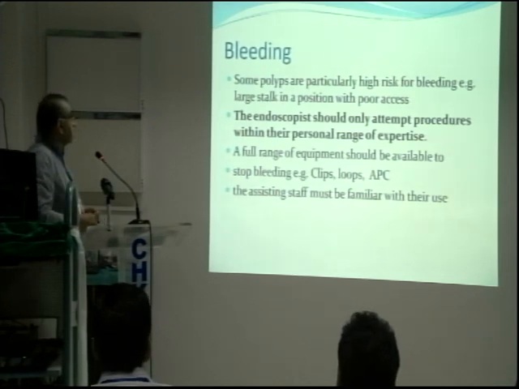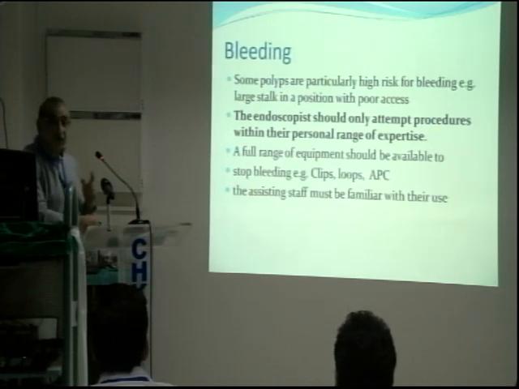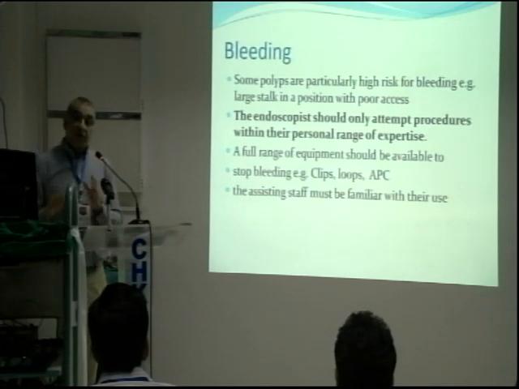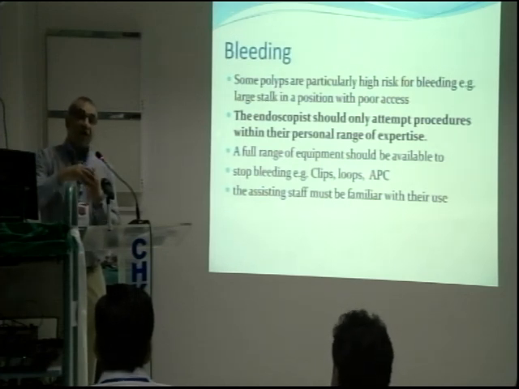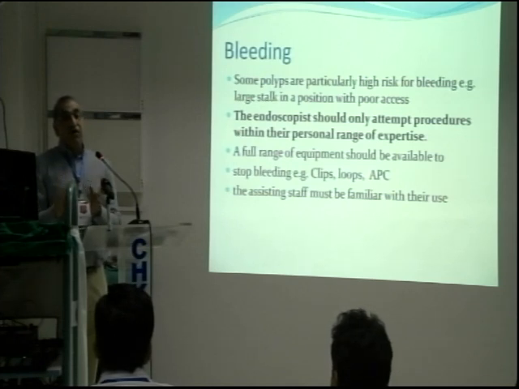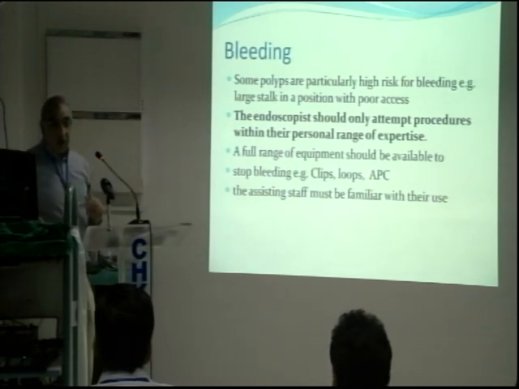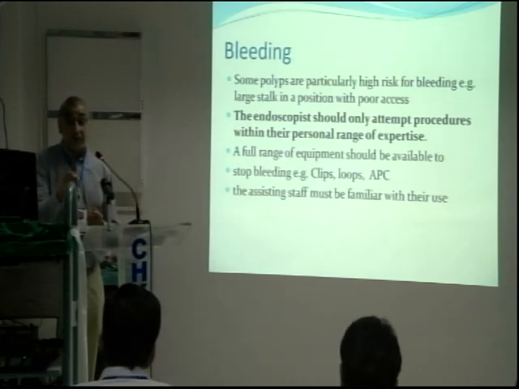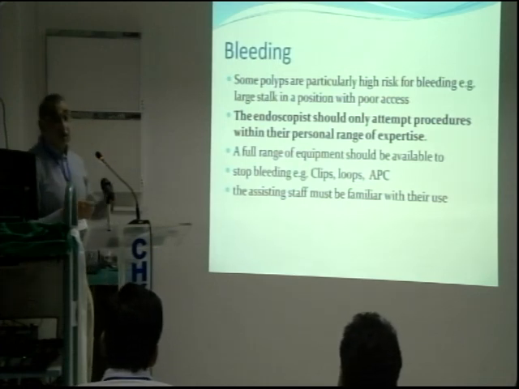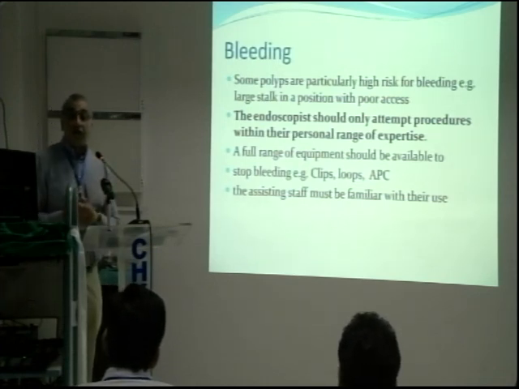Now, there are certain polyps which are particularly high risk for bleeding, those with a large stalk and a position with poor access. Poor access is an important indicator of the difficulty of polypectomy, because a lot of endoscopists might find access to a polyp very difficult. They may be behind a fold, they may be in an awkward position. So in such polypectomies, especially if they are distal, I usually tend to use a gastroscope, because that's more maneuverable.